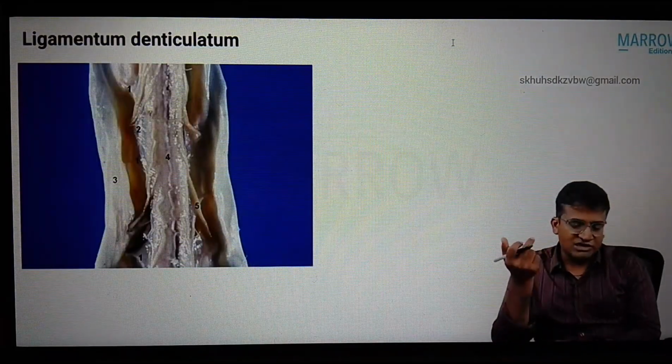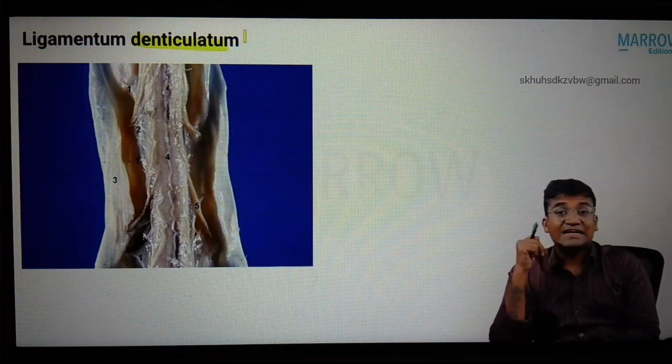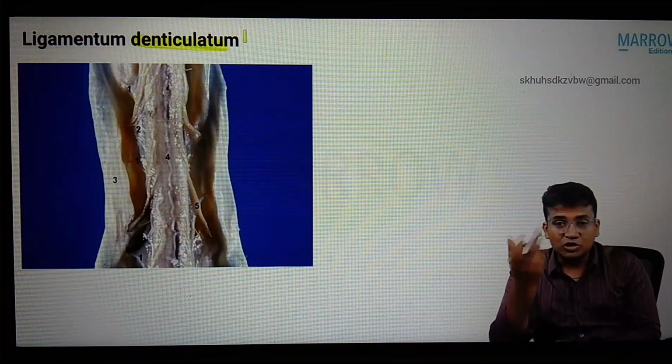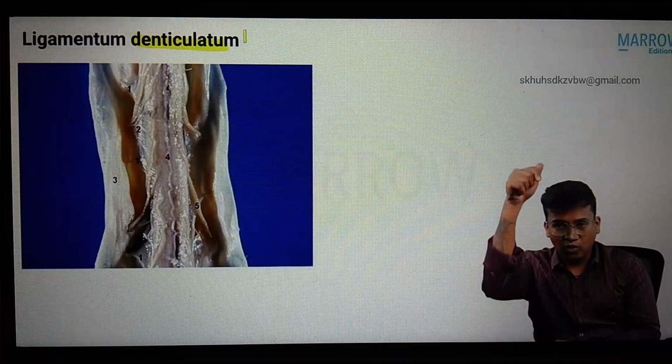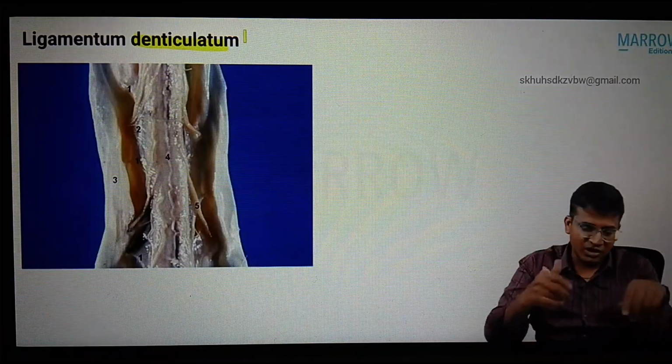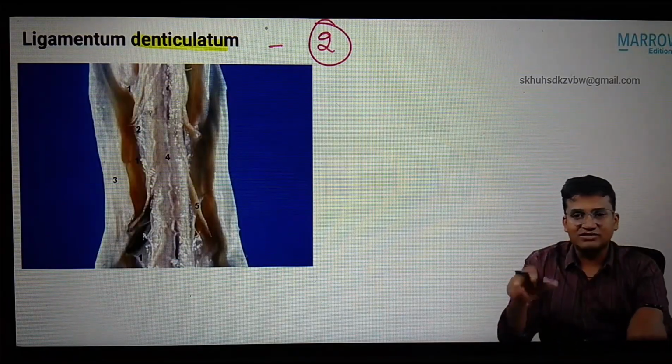Now one more modification of pia mater is ligamentum denticulatum. See, the name itself gives you a clue. Ligamentum denticulatum is a tooth-like extension. Now how many ligamentum denticulatum do we have? One on either side, right side and left side. So we have two ligamentum denticulatum, on the right side and the left side.